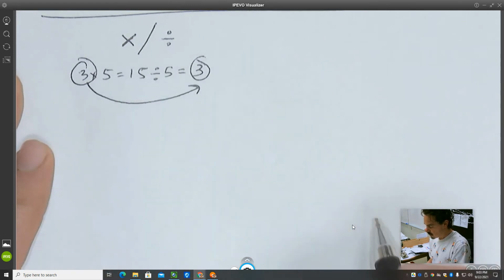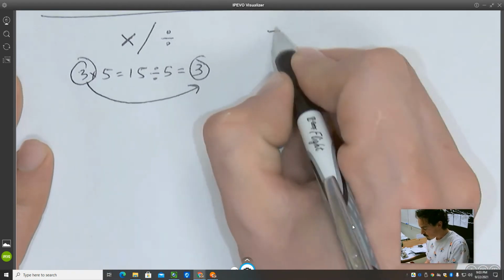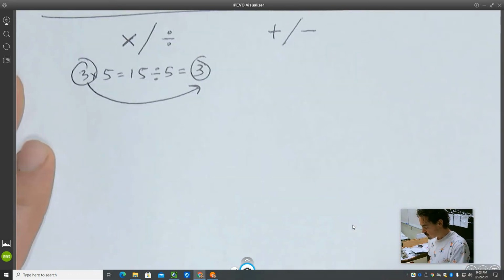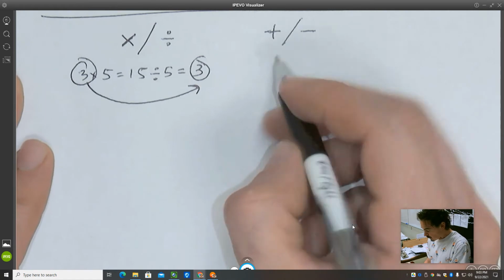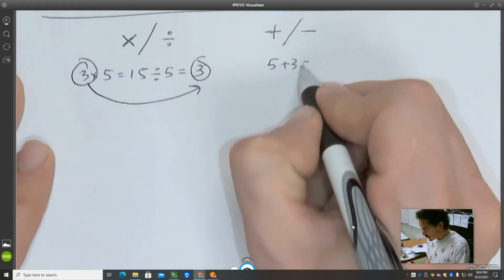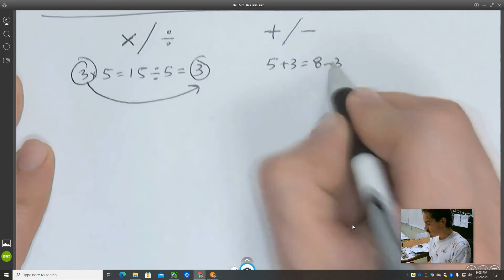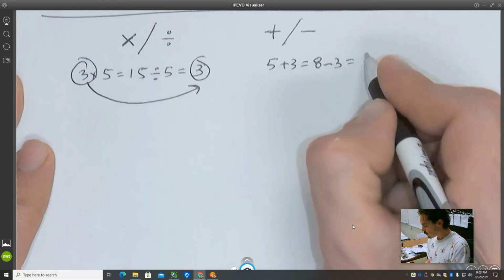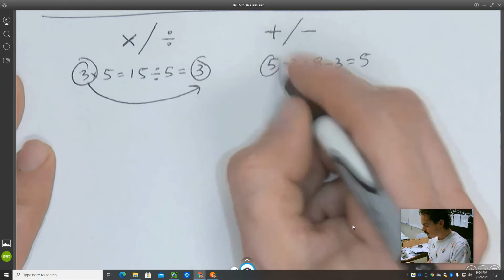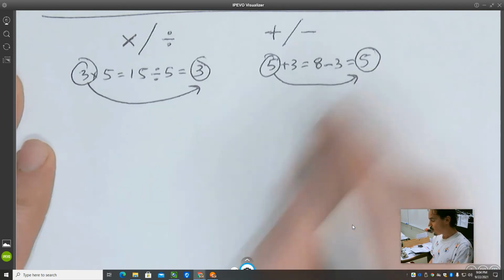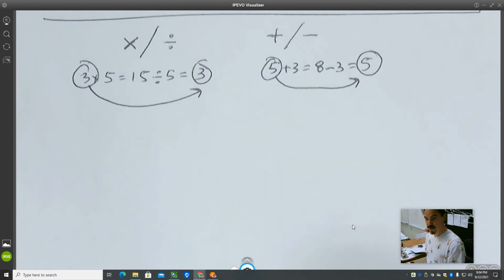I'm undoing what I did with multiplication. They're opposites. I can do the same thing with addition. The opposite of addition is subtraction. So what I could do here is I could say 5 plus 3 is 8. If I want to undo that plus, I could minus by the same number, 3, and I'm going to end up with 8 minus 3 is 5. I'm kind of undoing that operation, or in other words, it's an opposite operation.